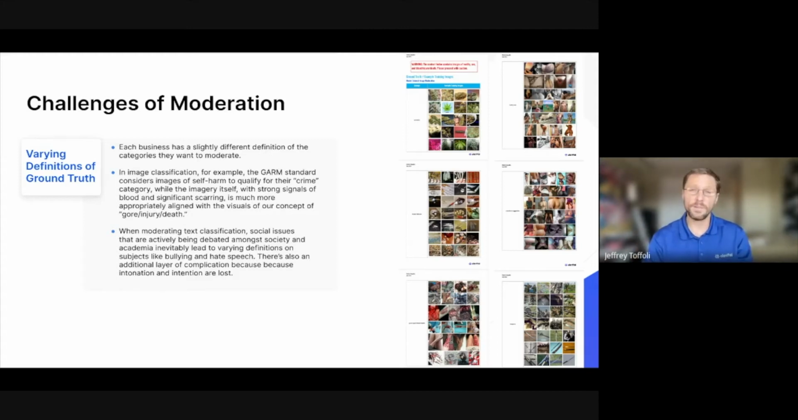And because of the nature of the way we have pre-existing models configured, we would typically categorize those images as gore, injury, or death. When modeling text classification, so this is the ability to categorize passages of text, we run up against social issues that are under active debate in society and academia and amongst everyone, and they lead to varying definitions on subjects like bullying and hate speech. So there's an additional layer of complication because the intention can be misunderstood in those cases.